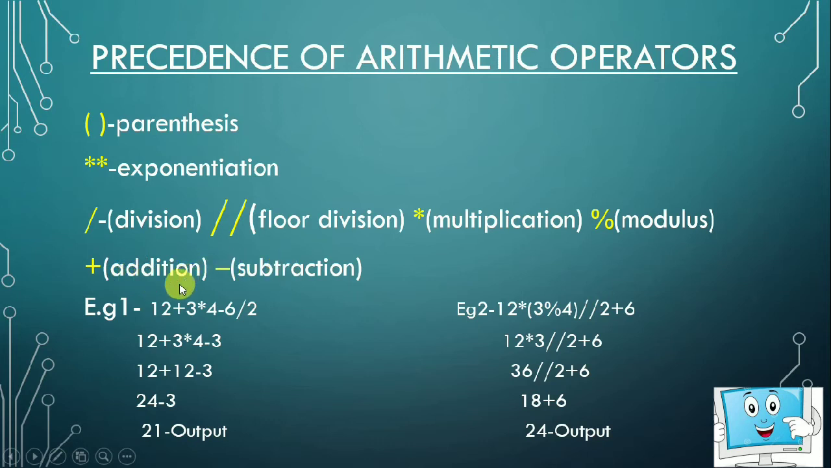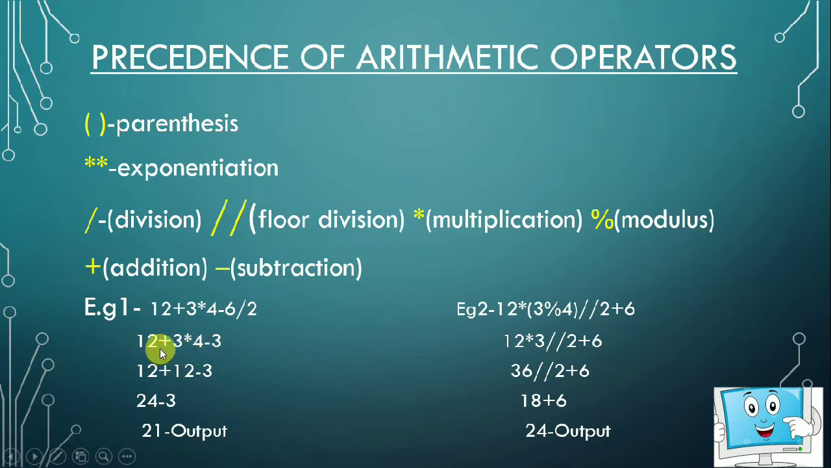Let us take an example. 12 + 3 * 4 - 6 / 2. So here we have so many operators: plus, multiply, minus, divide. Out of the 4 operators we have to see whose precedence will come first. So first we have to divide. This is division. So 12 + 3 * 4 - 6 / 2. 6 / 2 is 3. So here 3 will come. Rest of the operands will come as they are.